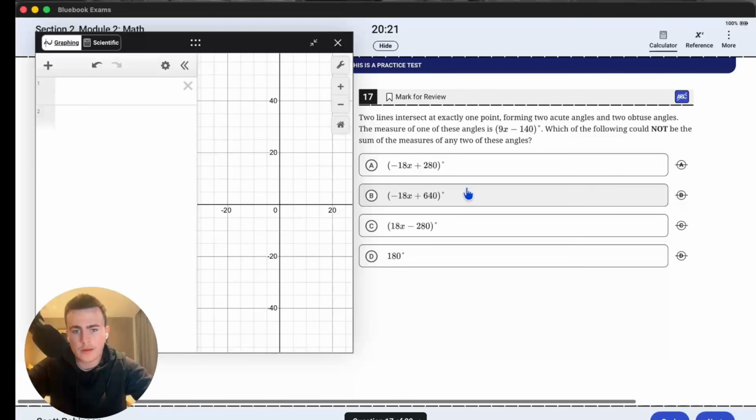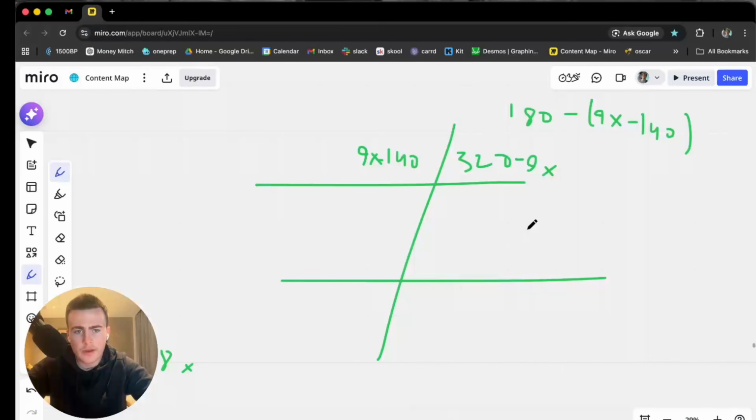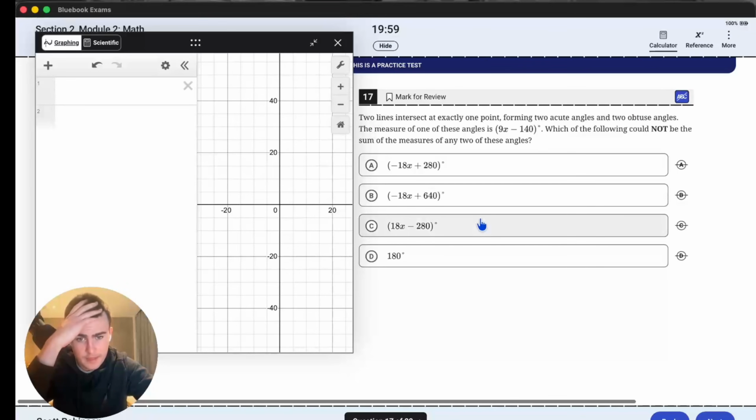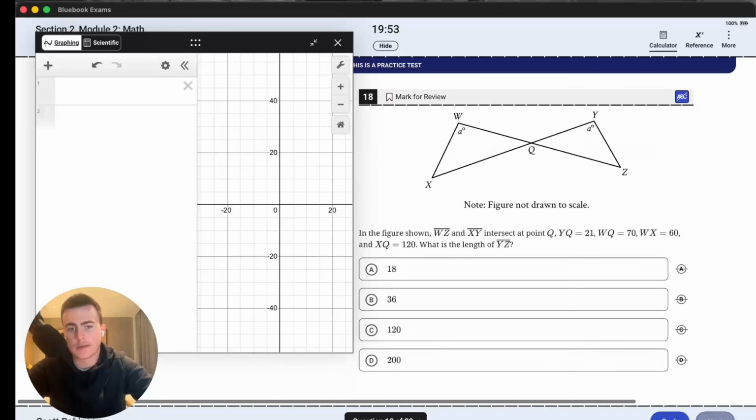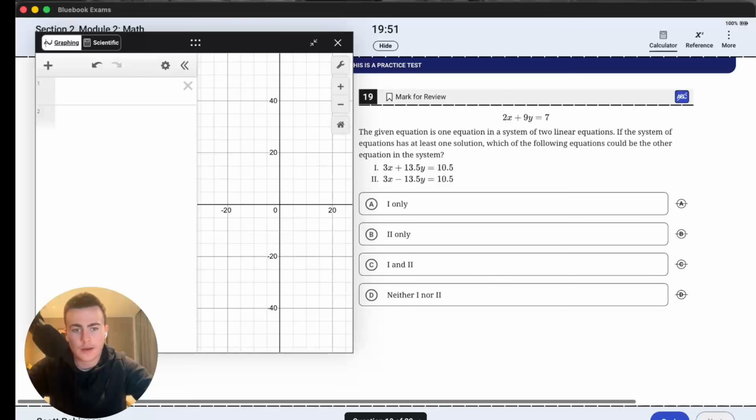Oh, hold on. Maybe I did the math wrong. 140, 180 minus this. Am I stupid? What? 140. Ah, shoot. Which of the following could not be the sum? Okay. I'm using my own strategy, coming back to it. I know how to do it, but I'll double check later.